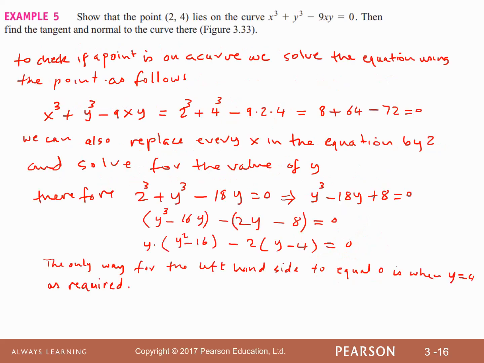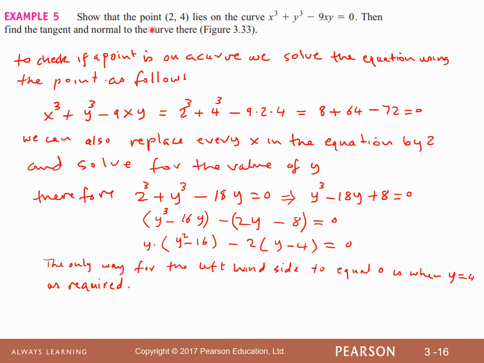Now we will do example 5. Example 5 is a little bit different than the examples that we went through, but it's a new concept, so let's learn the new concept. In example 5, we're supposed to do the following. Show that the point (2, 4) lies on the curve x cubed plus y cubed minus 9xy equal to 0. Then find the tangent and normal to the curve there, which is figure 3.33. Okay, we will show figure 3.33 after we finish.